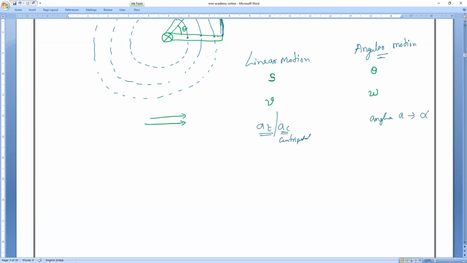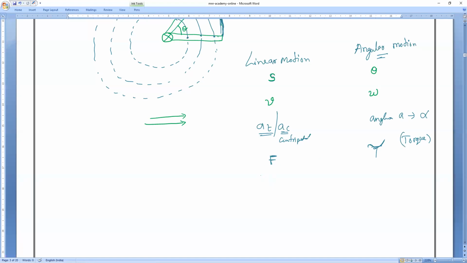Next. In linear motion the applied force is F. In circular, rotational motion, what is the applied force? Applied force is equal to torque. Please remember, this is the symbol of torque. Torque. So please write torque.